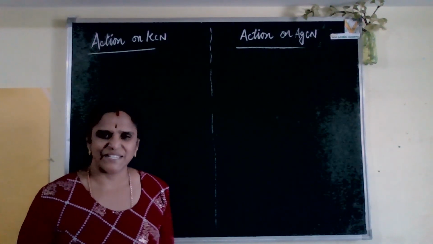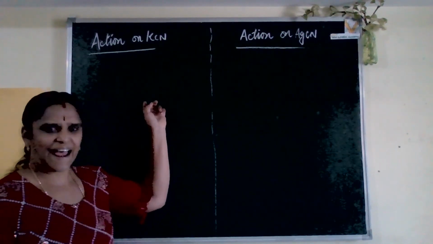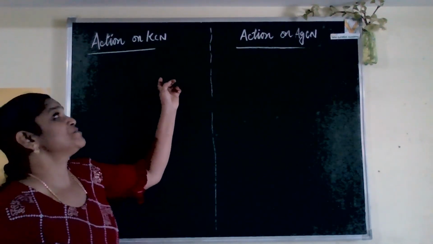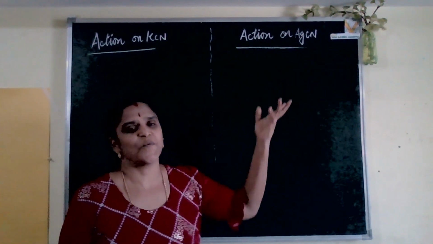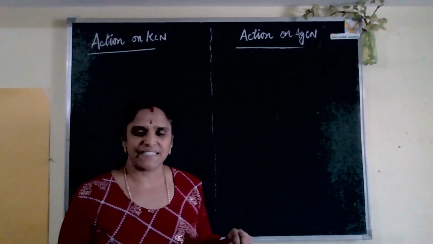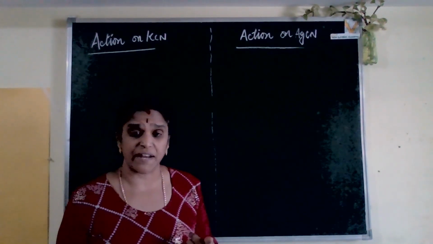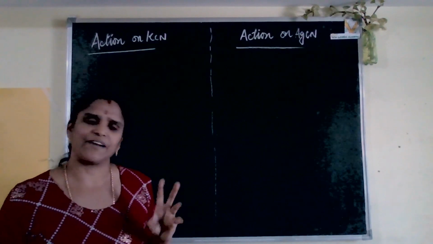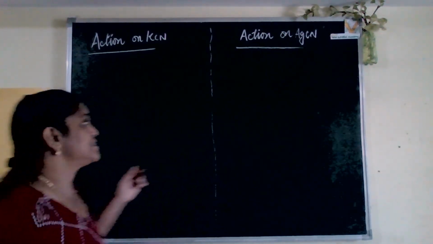Hello students, today we are going to see something different. Alkyl halide reacts with potassium cyanide. Alkyl halide reacts with silver cyanide. What is the product? And in the same way, alkyl halide reacts with potassium nitrite and silver nitrite. What is the product? So these are the four reactions we are going to see. Come on, let us see that.